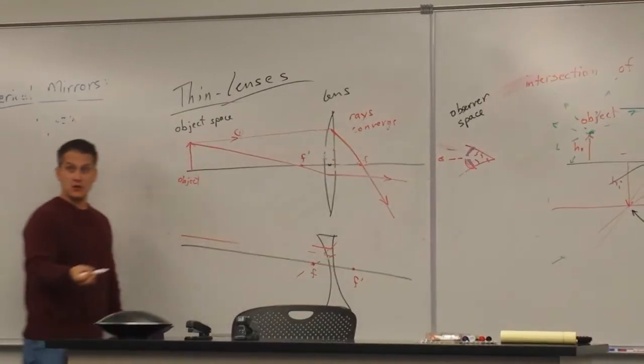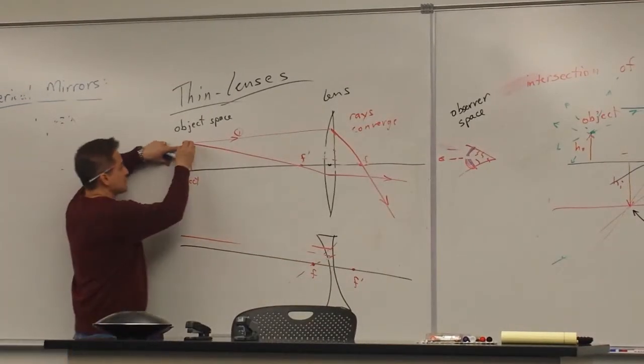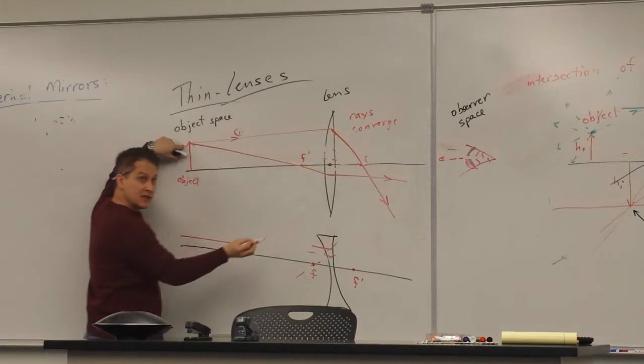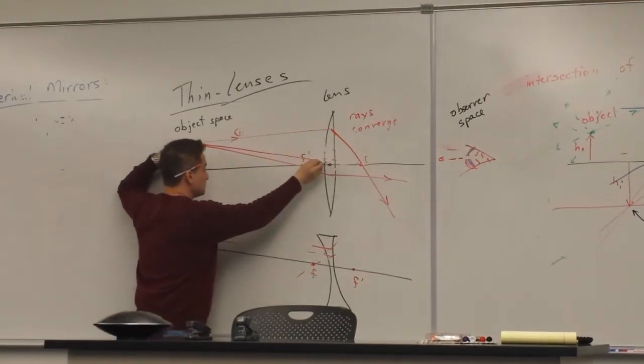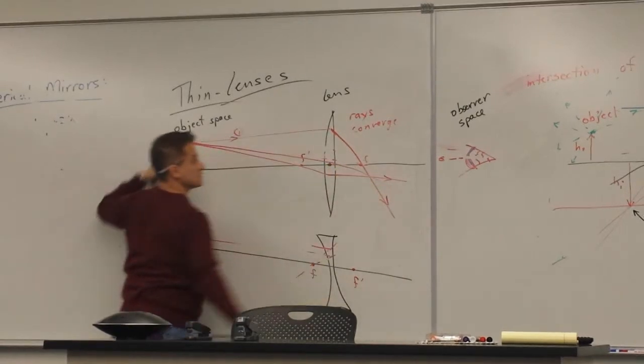And then an easy third reference line is a ray that passes through the center of the lens. And it just keeps on going. Just like that.